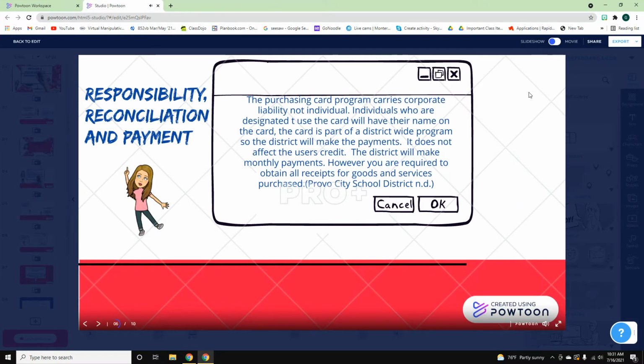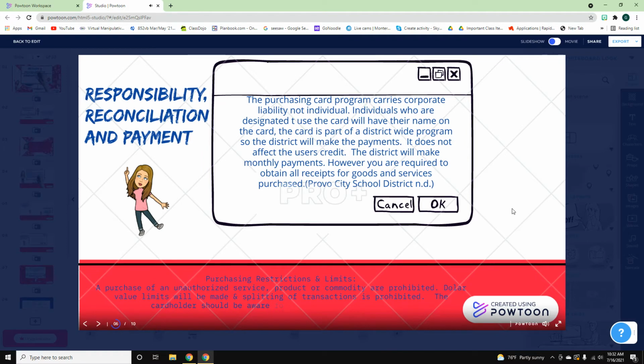Responsibility, reconciliation, and payment. The purchasing card program carries corporate liability, not individual. Individuals who are designated to use the card will have their name on the card. The card is part of a district-wide program, so the district makes the monthly payments. It does not affect the user's credit. However, you're required to obtain all the receipts for the goods and services purchased and turn those in.